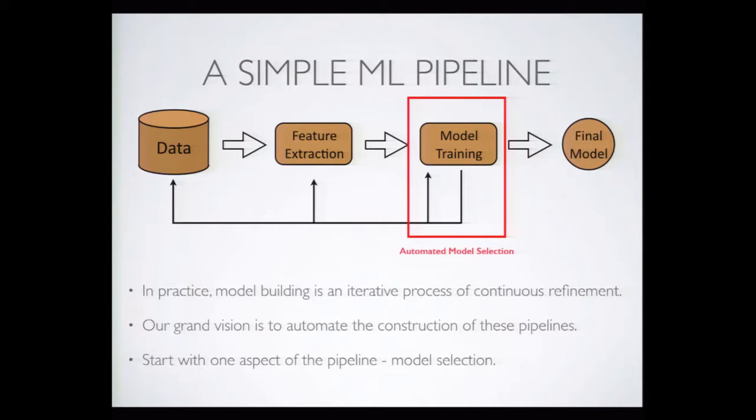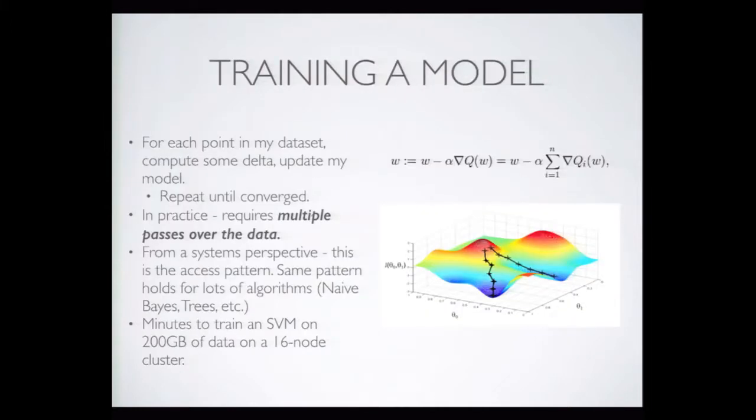But that's kind of an impractical thing to do all in one shot. So we're starting with one aspect of this iterative procedure, building these pipelines, and that is model training. This is what we mean when we're talking about automated model selection or automated model search. So what are the different model families I should be trading off between, and what are the different knobs of those families I should be fiddling with?